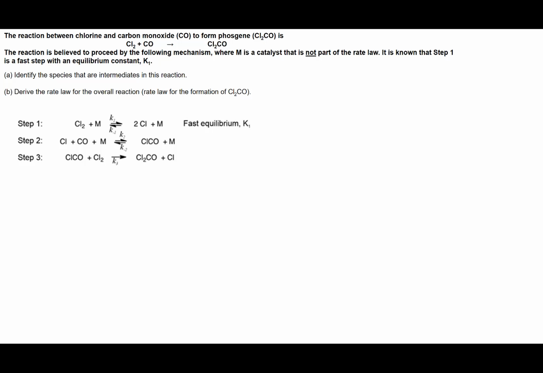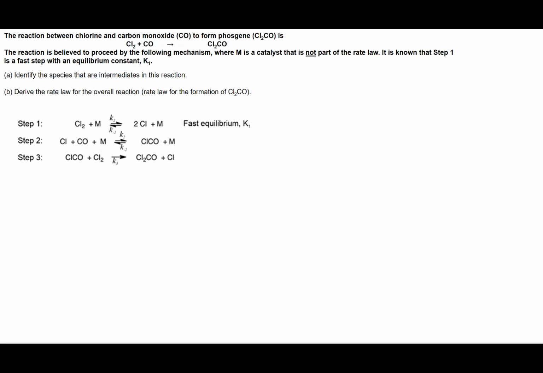Hi everyone, so there were a lot of questions today during the review session about this problem from the practice exam, going over deriving rate laws and steady state kinetics and so forth. So I thought I'd make a video so that people who weren't able to make it can see the process and how to approach these types of problems.